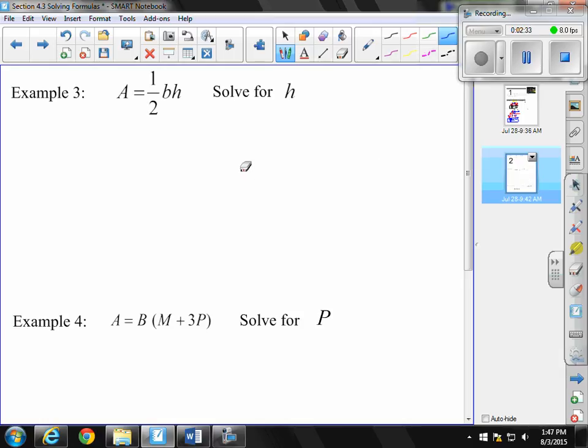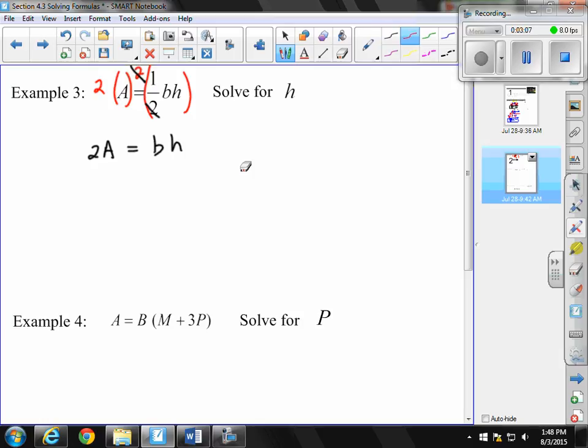Example number 3, A equals 1/2 BH. Recall, when you're solving an equation, you always want to clear your fractions. In this case, our denominator is 2. We have just one fraction, so we're going to multiply by the denominator. This gives me 2A equals 2 divided by 2 will cancel. I am not distributing the 2 because I do not have a plus or a minus inside my parentheses. The 2's simply cancel, and I'm left with BH.